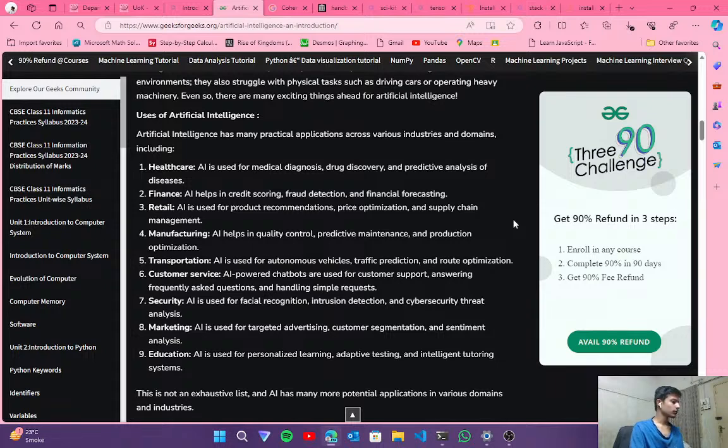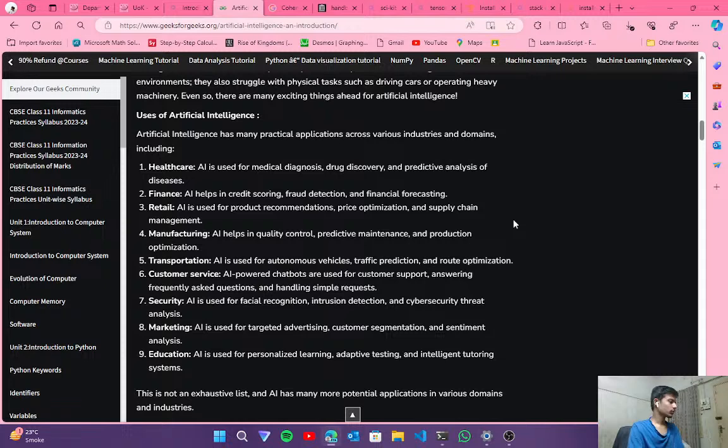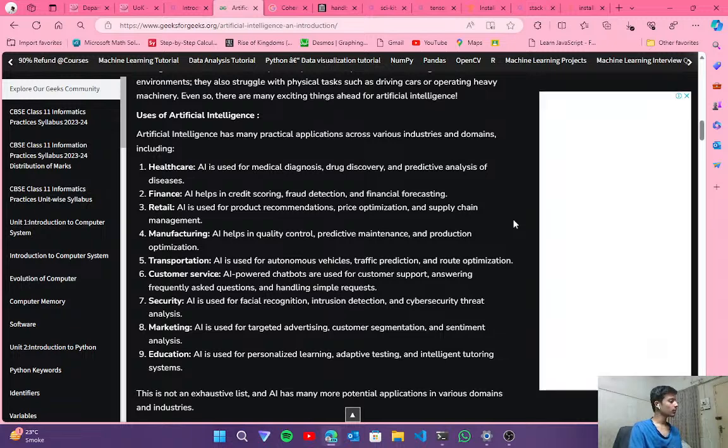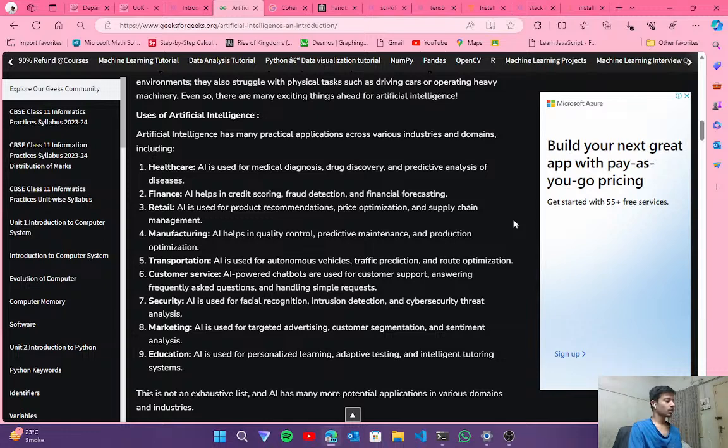Customer service. AI chatbots are used for customer support, answering frequently asked questions and handling simpler requests. The examples will be Bing AI, Bard AI, ChatGPT, and there are many more nowadays. Security. AI is used for facial recognition. Exactly, it is used a lot, and nowadays 3D facial recognition is being used, and it's effective as well.